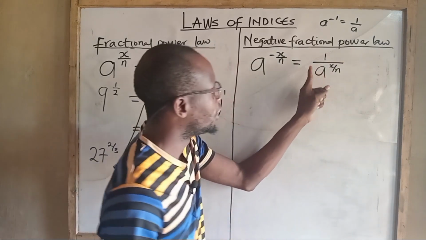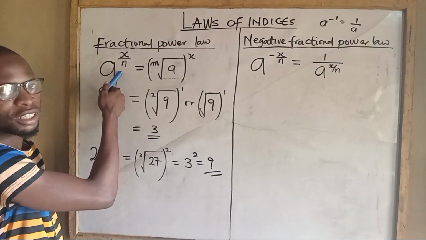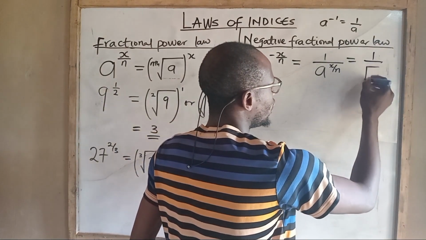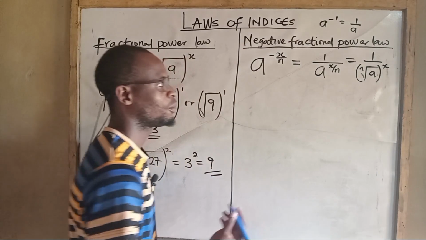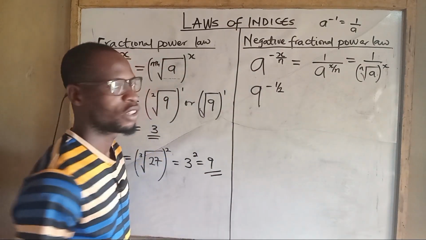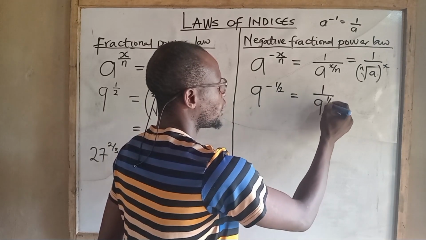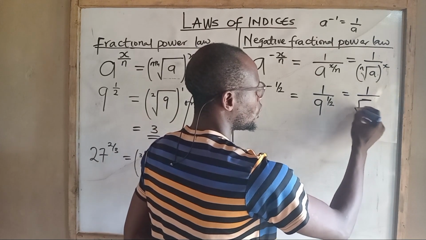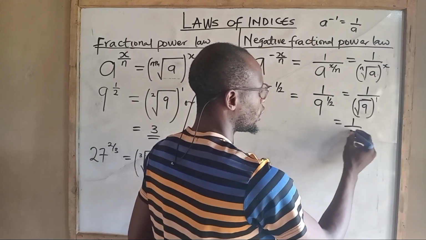So you can see that the denominator that we have here, which is a raised to power x over n, is now expressed like this. So you are going to have 1 over the nth root of a all raised to power x. As simple as that. So let's use the same thing. 9 raised to power negative 1 over 2, of which the negative is 1 over 9 raised to power 1 over 2. So this is going to be 1 over the square root of 9 all raised to power 1, and that will give us 1 over 3.